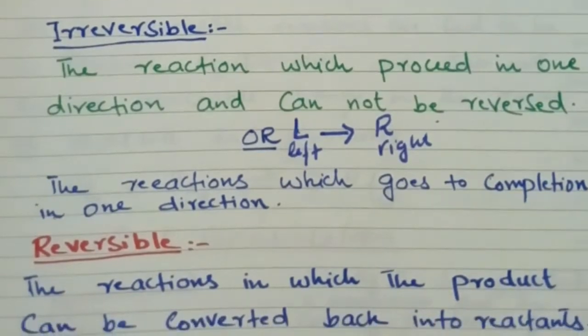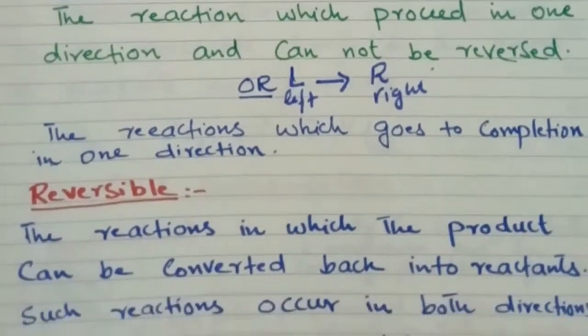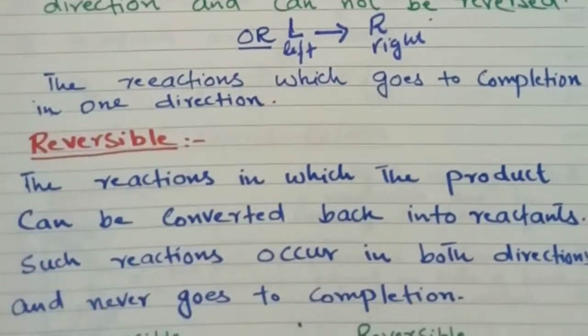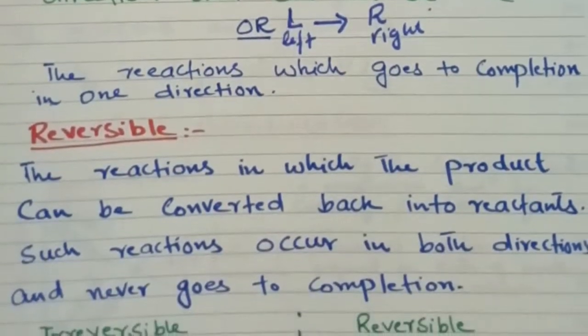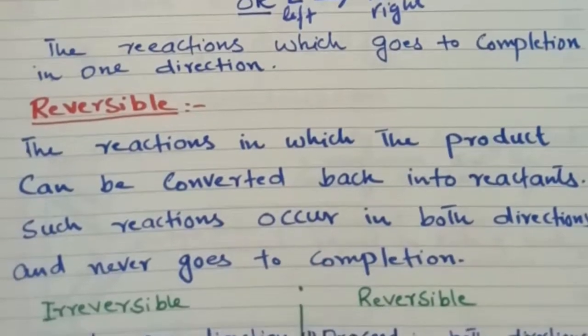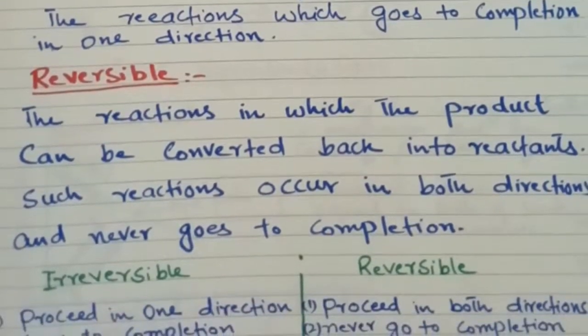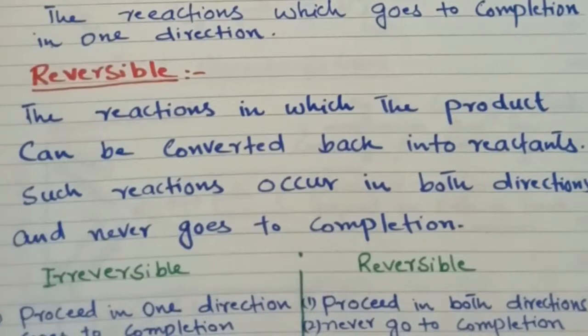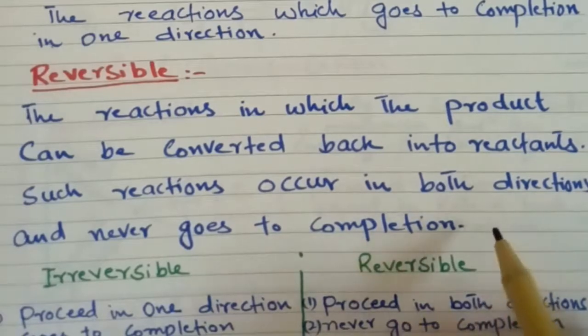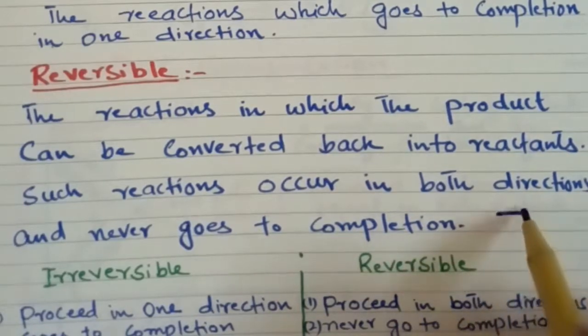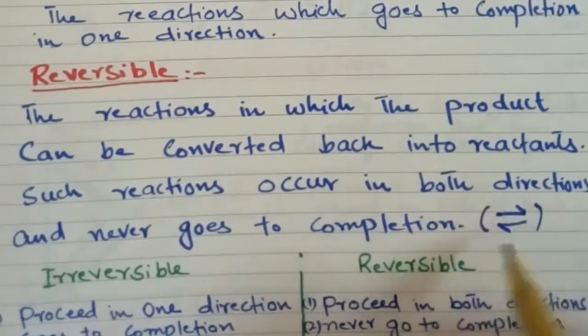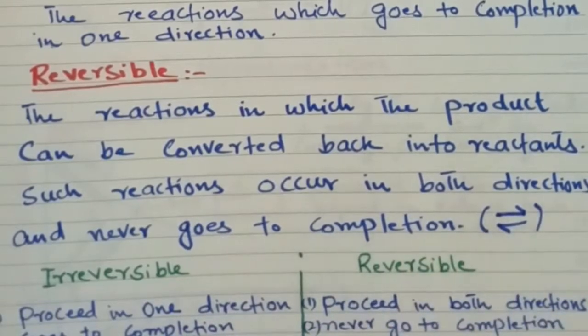What is reversible? Opposite to the irreversible reaction, the reactions in which the products can be converted back into reactants, which proceed in both directions. Reactants are converted into products and products are converted back into reactants. These types of reactions are called reversible reactions, in which the directions are both. One is forward, another is backward direction. Such reactions are termed reversible reactions. There is a remarkable difference between the two.